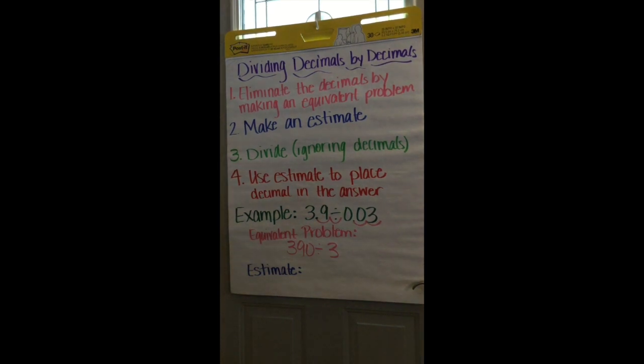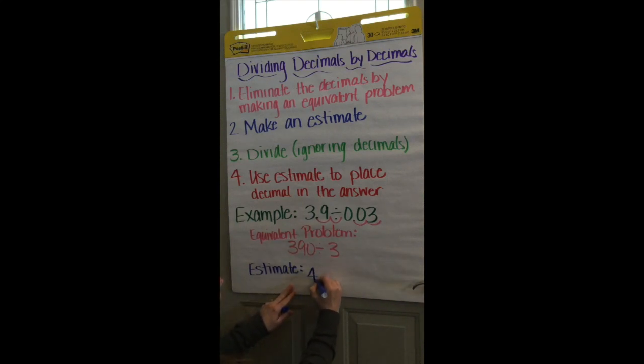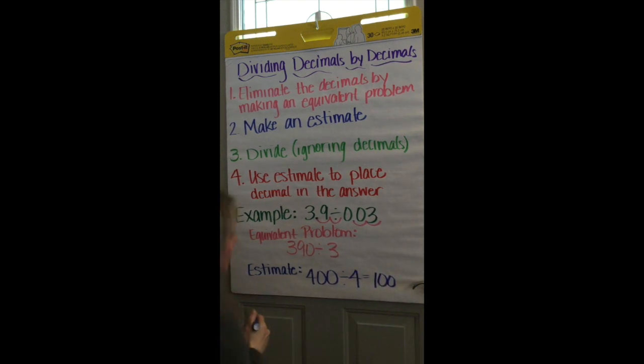My next step, step number 2, says that I have to make an estimate. So I have the problem 390 divided by 3, and to make an easy estimate for that, I am going to do 400 divided by 4 equals 100. Remember, it's not perfect, but an estimate is what's going to get me close to my actual answer.